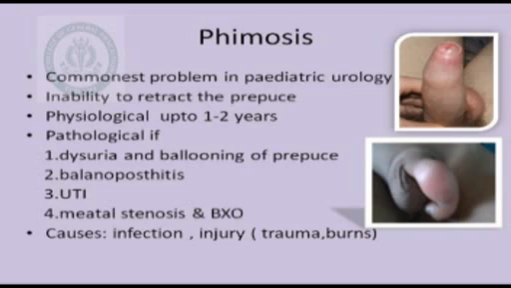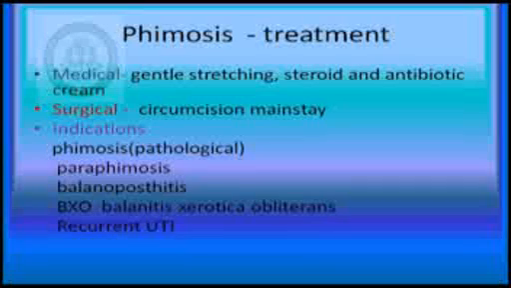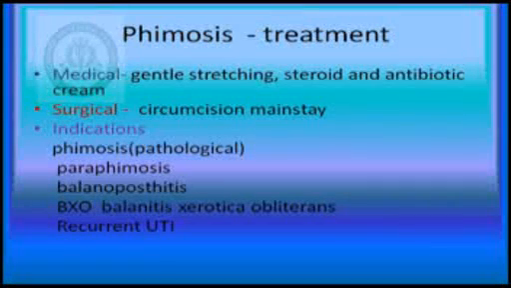Balanoposthitis is often misdiagnosed as an ant bite, but usually it is due to balanoposthitis, which is often ignored. Coming to the treatment, the commonest cause being phimosis and balanoposthitis, most practitioners and family physicians recommend medical treatment, which includes gentle stretching, steroids and antibiotic creams and so on. But it should be taken as a time-gaining procedure before doing the circumcision, which is the surgical treatment and the mainstay for phimosis and balanoposthitis.